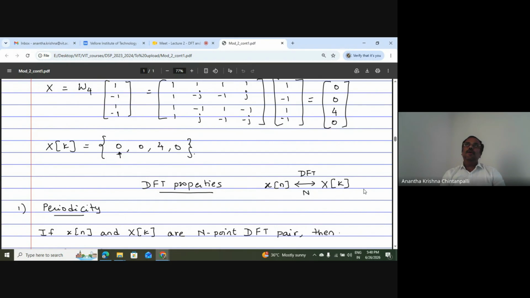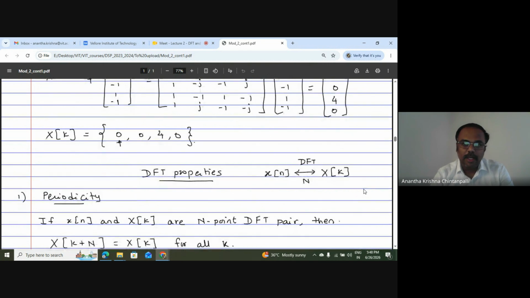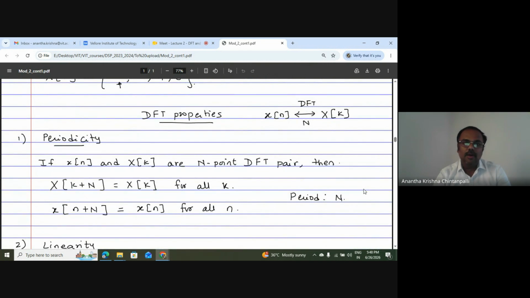I hope you have understood the analysis and synthesis equations for N-point discrete Fourier transform. What is the concept of zero padding? Why do we require zero padding in practical sense? The third and the most important thing is how a discrete Fourier transform can be used in linear transformation. Now, today I'm going to talk about discrete Fourier transform properties, and there are some very important properties attached to this specific transform.